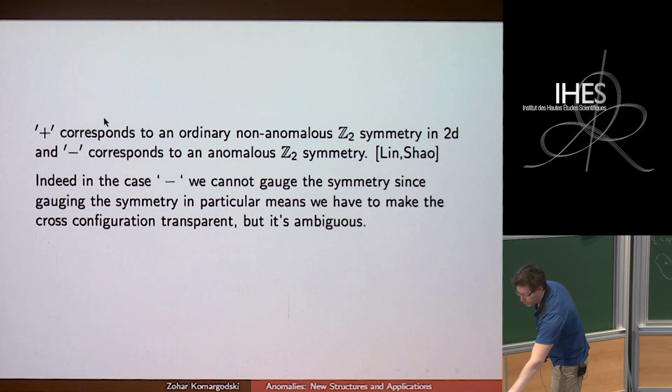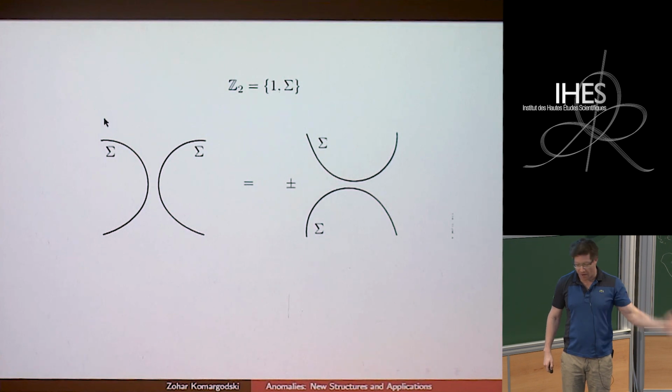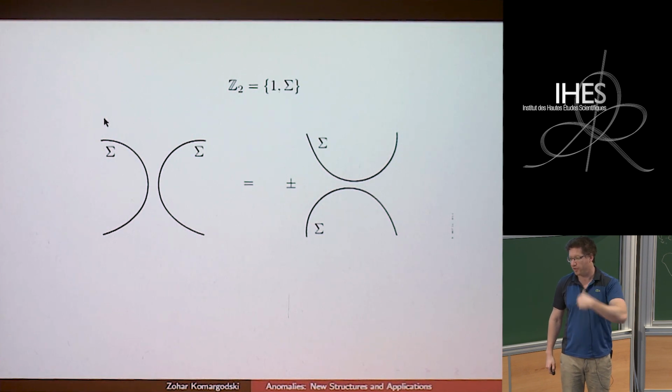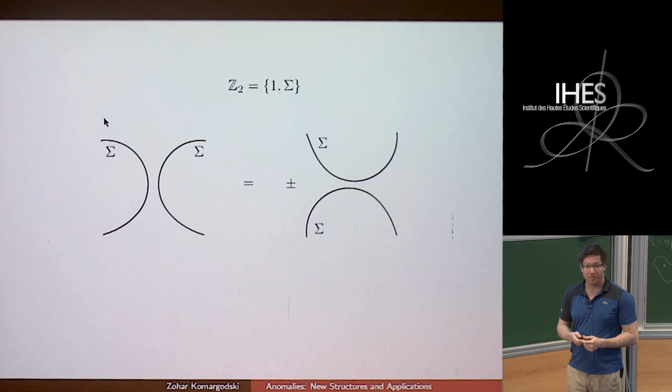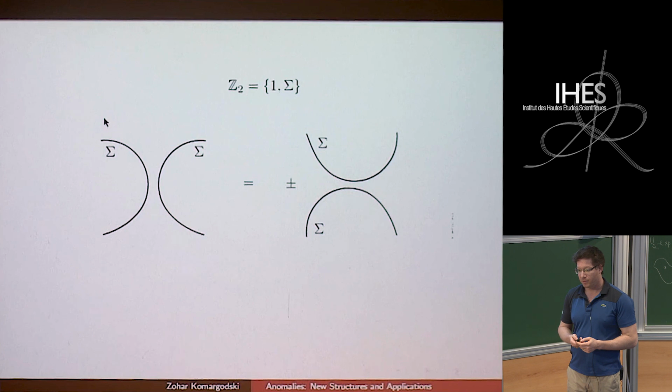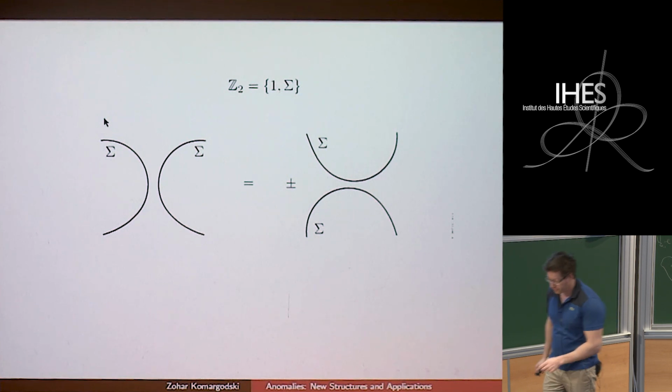You can ask yourself, could I gauge such a Z2 symmetry? Gauging means that you sum over all, you make these surfaces transparent. So gauging is the same as assuming that these codimension 1 surfaces become trivial. But of course, if there is a minus sign, you cannot gauge it, because you cannot make the surfaces invisible, since it's inconsistent. You cannot make them invisible all at the same time due to this inconsistency.